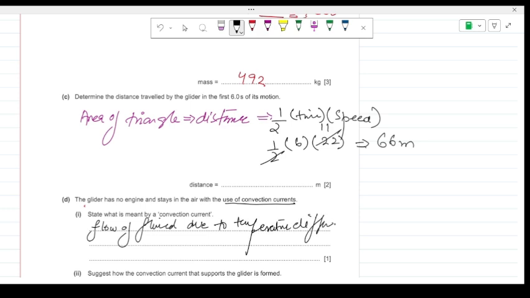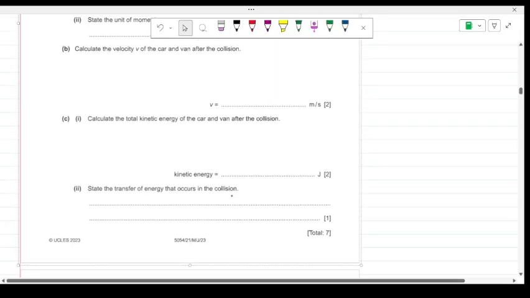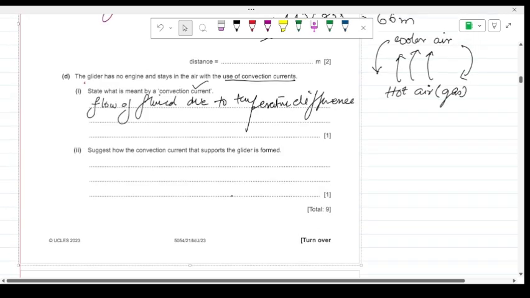So in the convection current, the hot air or gas spreads out further, and the cooler air, or less hot air, cools down, creating a closed continuous loop. This formation is known as a convection current. So suggest how the convection current is formed for the glider.